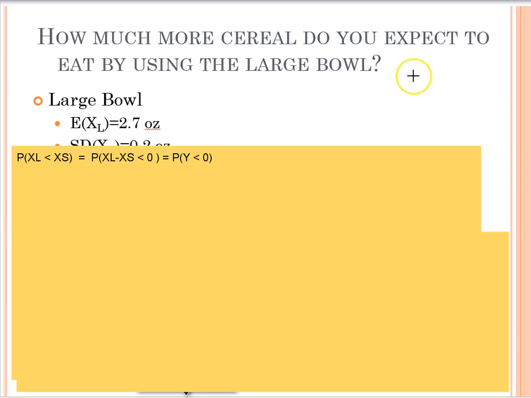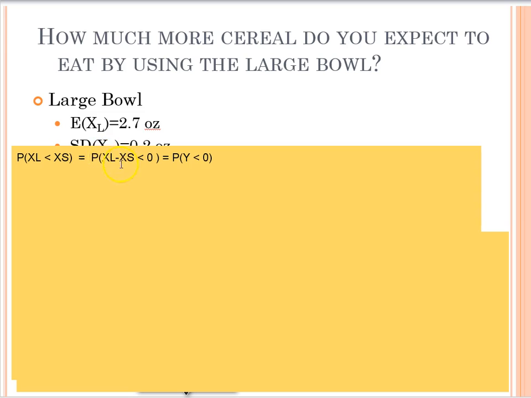So using these two numbers, we're going to assume normality and try to figure out the probability that the small bowl contains more cereal. So a way of writing that is by saying the probability that the large bowl has less than the small bowl. And so we put this in terms of our random variable. We can just rewrite this in terms of XL minus XS by moving this to the left-hand side. So this hasn't changed the equality at all.